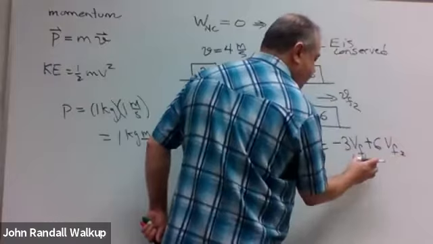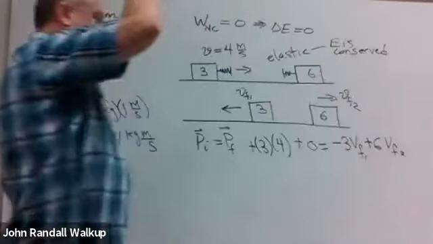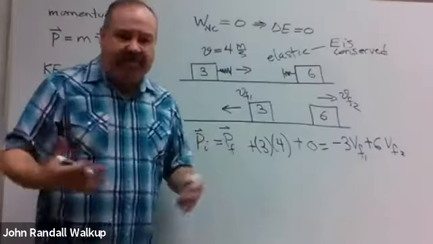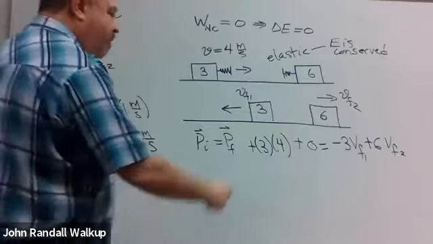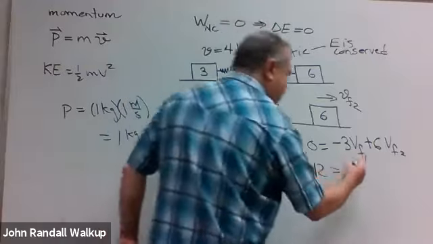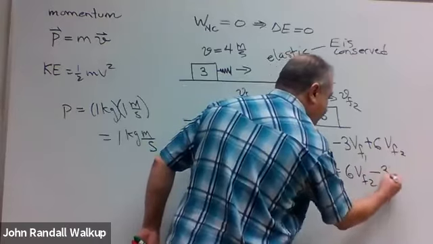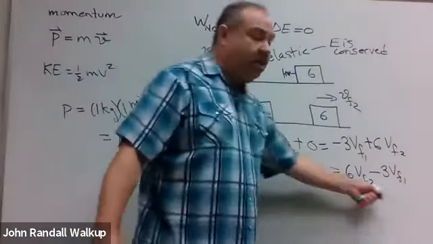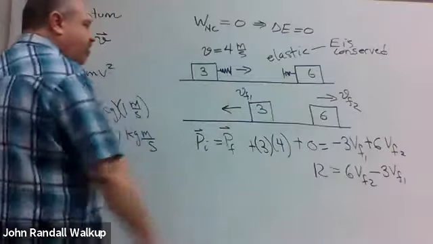Mass times velocity, minus is in this direction, plus in that direction. Again, momentum conservation is a vector equation. You have to put in the proper sign, plus or minus. Well, we could clean this up. We could say that 12 is equal to, I'll put this one in first, 6 v final 2 minus 3 v final 1. Now notice, 2 unknowns, 1 equation, can't solve. But we haven't conserved energy yet.